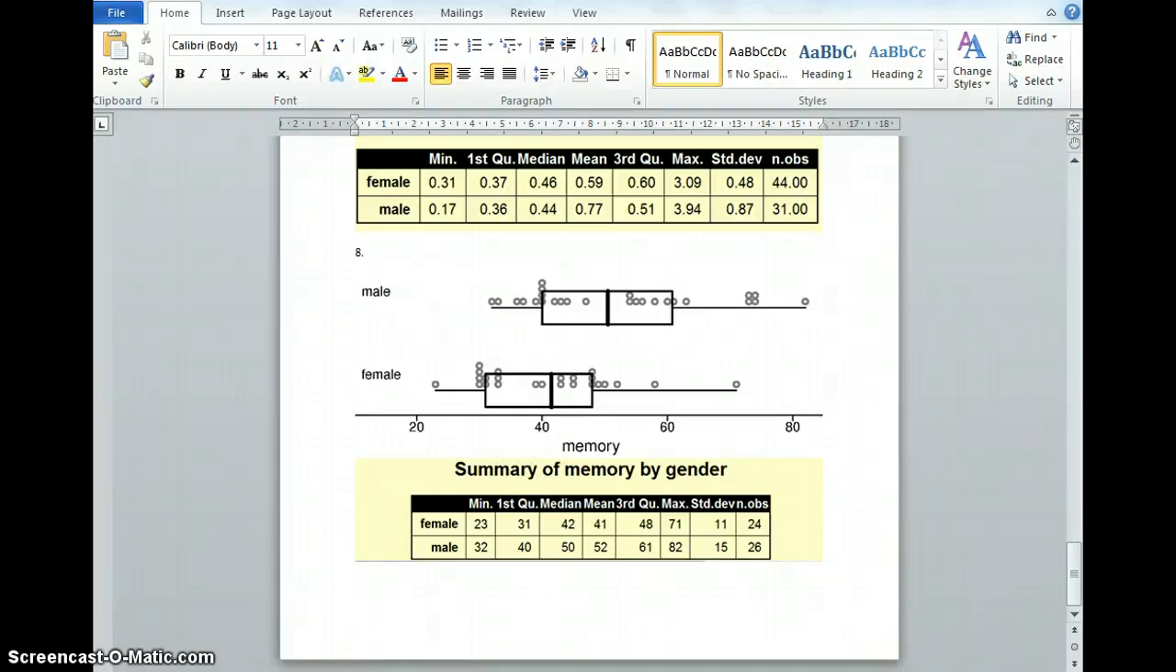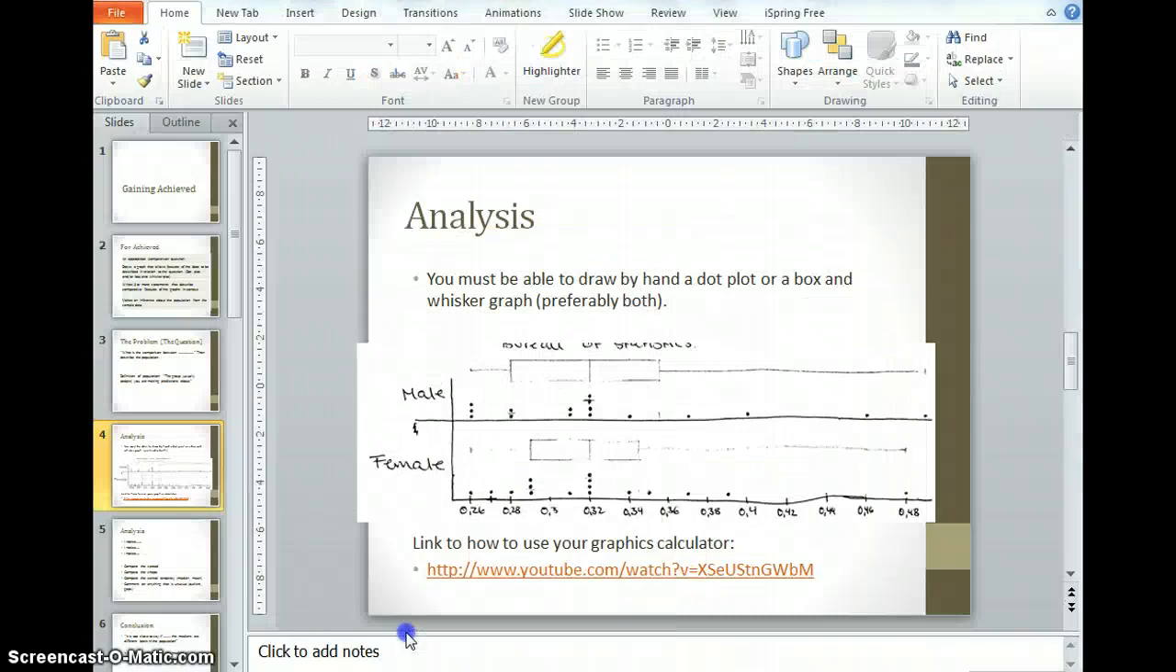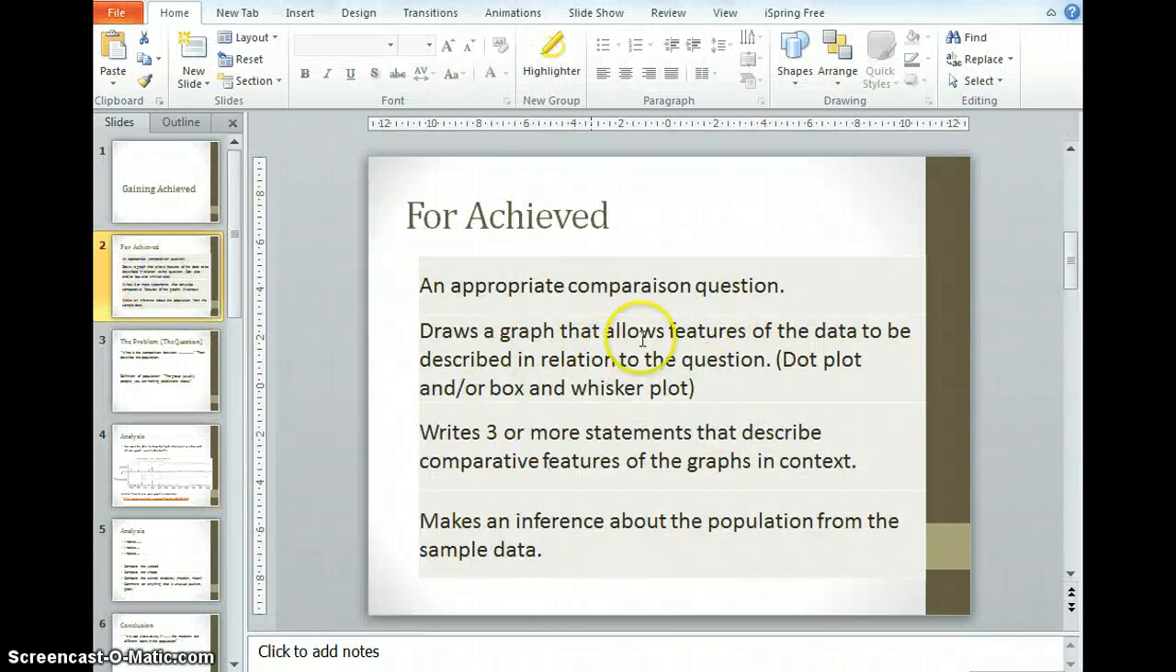Just a quick something else. In order to achieve, you need these 4 aspects in the assessment. You must have an appropriate comparison question, draw a graph that allows features of the data to be described in relation to the question, write 3 or more statements that describe comparative features of the graphs in context, and finally make an inference. That word inference means prediction about the population from the analysis that you've done.